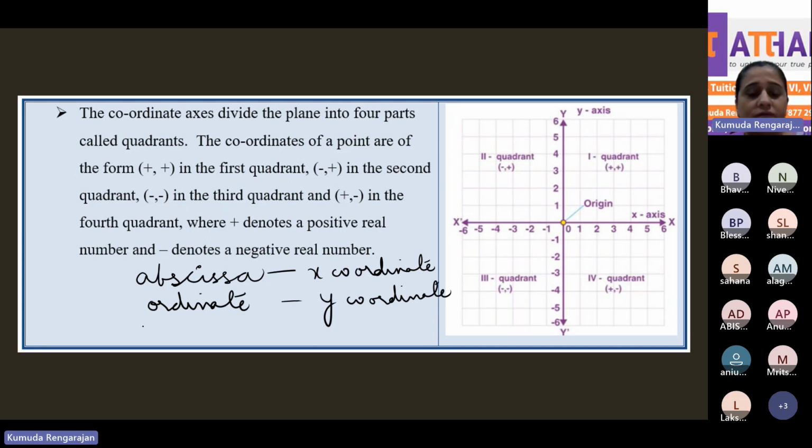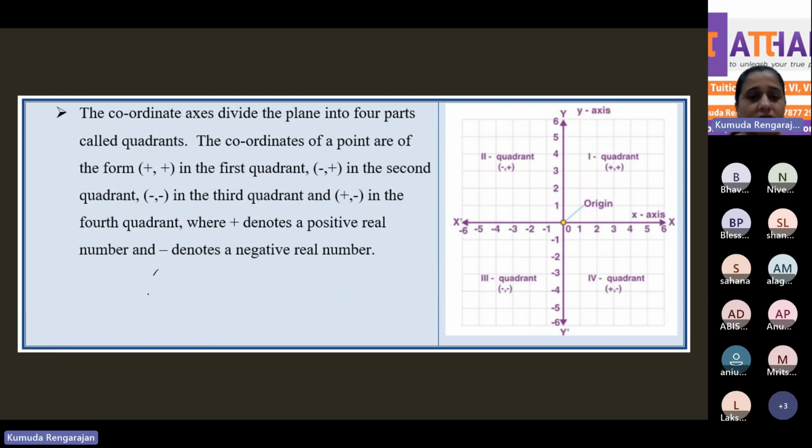So the address of a point is written like abscissa, comma, ordinate. The address of a point is written within simple brackets, abscissa, comma, ordinate. It's not the other way. It is not ordinate, comma, abscissa. It's not like this. It's like this.